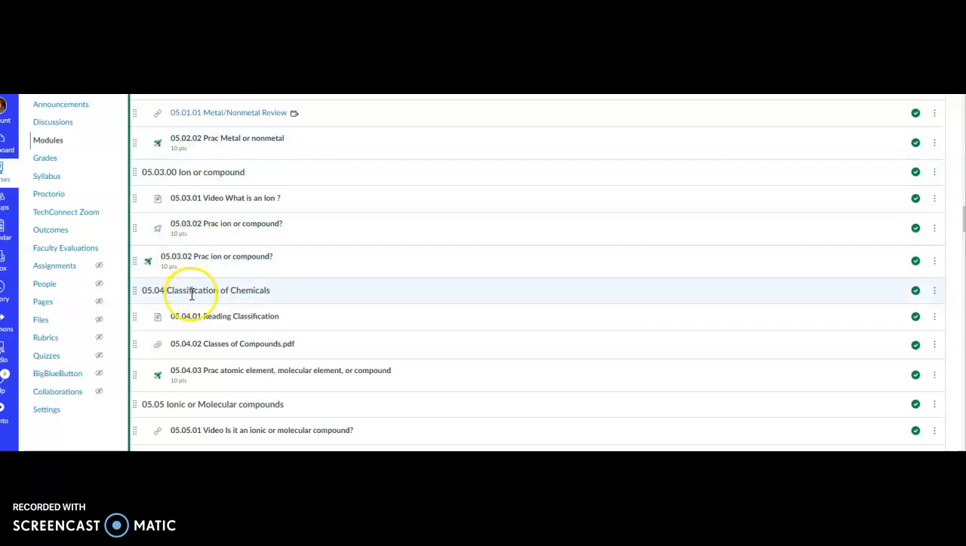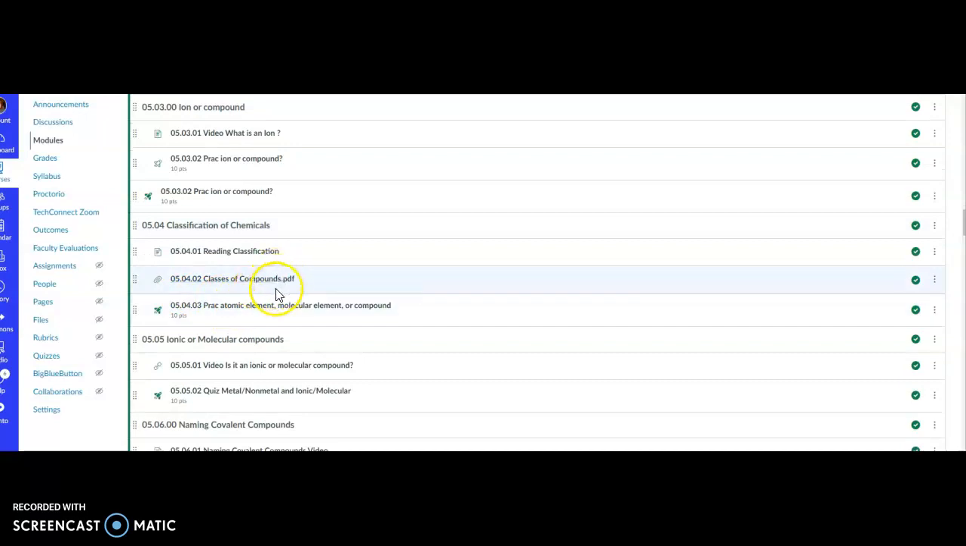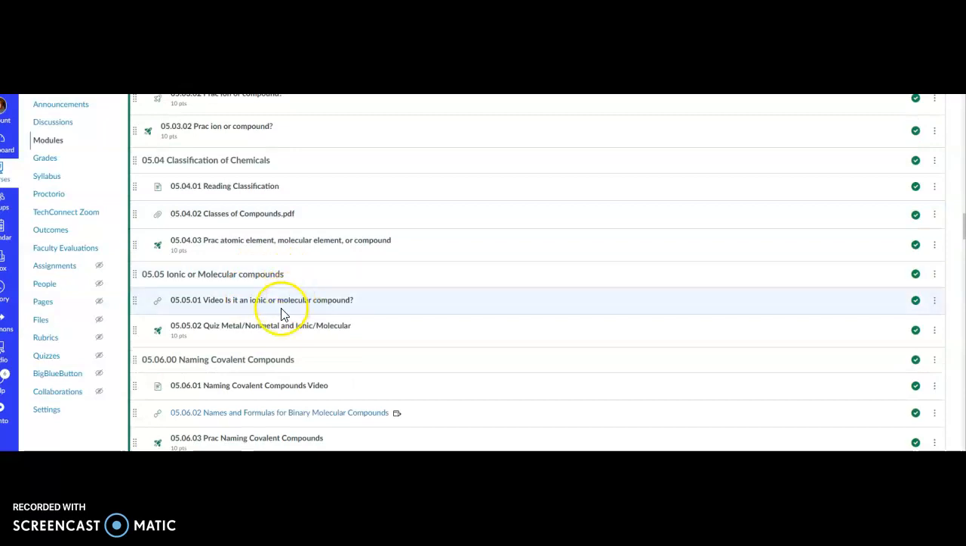Then we have classification of the chemicals. Is it an element? Is it a molecule? Is it a compound? And we did some of this in lab already. So a lot of this will solidify metal versus nonmetal, element, compound, atomic, diatomic, all of that. And then the classification between ionic and molecular. So ionic is usually made from a metal and a nonmetal. If you have a metal and a nonmetal together, that's ionic.